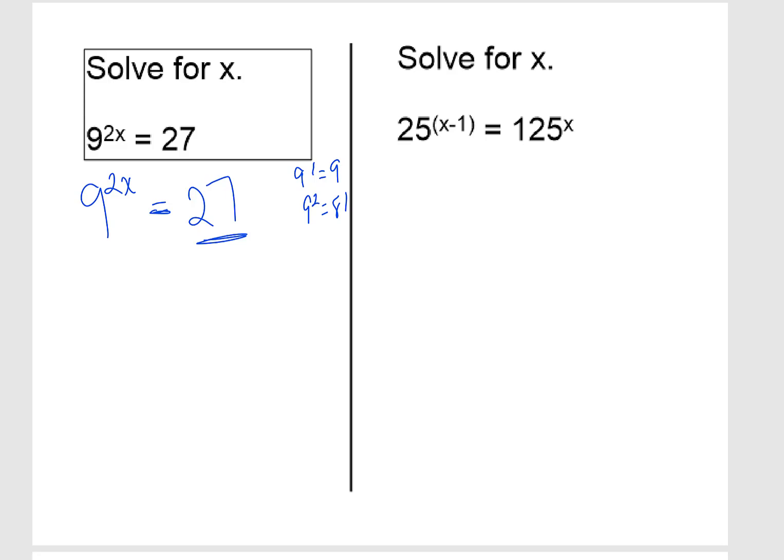So my next step would say, okay, I can't express 27 with a base of 9, but can I express 9 and 27 with the same base? And I can. 9 and 27 both can be expressed with a base of 3. So 9 is expressed as 3 squared. I can't forget my exponent, otherwise now I'm changing the value. So I'm going to keep that exponent. And then 27 is 3 cubed. Okay, I'm going to go ahead and simplify my exponent on the left side.